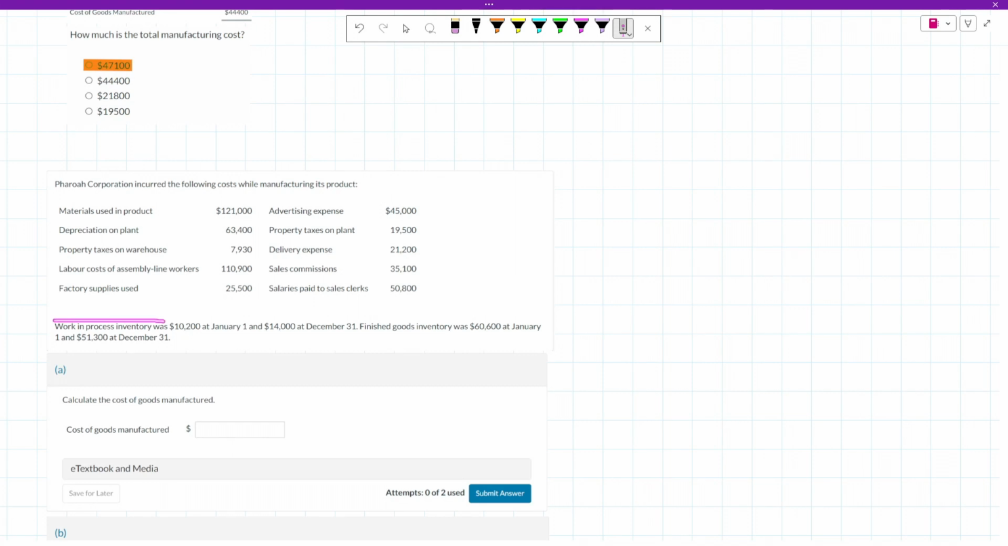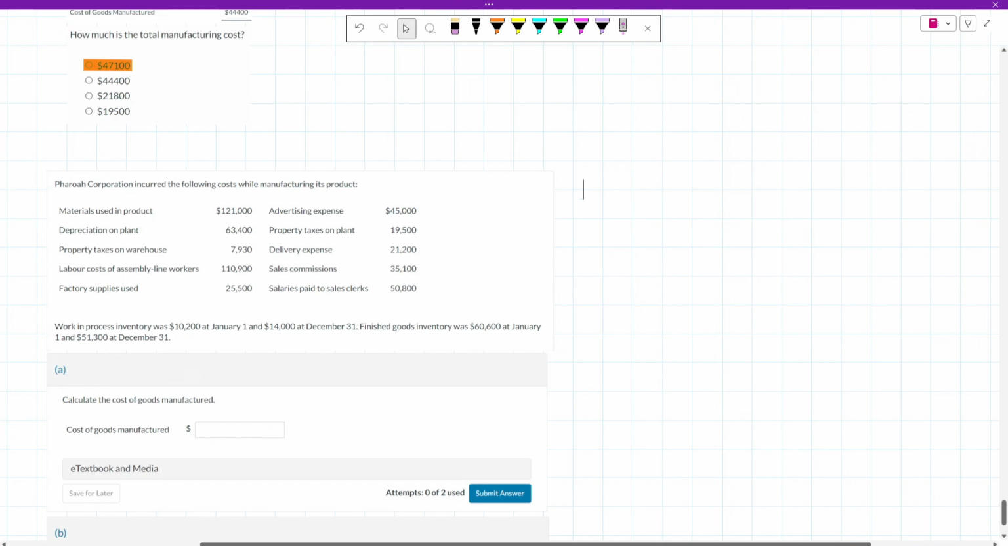So work in process inventory was 10,200 at January 1st, 14,000 at December 31st. Finished goods inventory was 60,000 on January 1st and 51,000 at December 31st. For part A, we want to calculate the cost of goods manufactured.